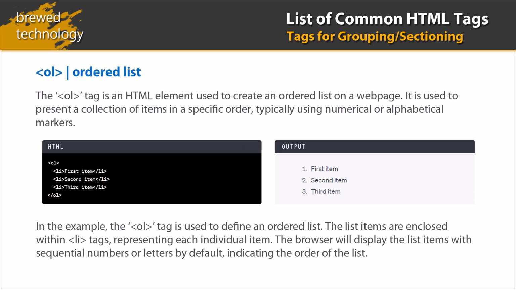The ol tag is an HTML element used to create an ordered list on a web page. It is used to present a collection of items in a specific order, typically using numerical or alphabetical markers. In our example, the ol tag is used to define an ordered list. The list items are enclosed within li, or list tags, representing each individual item. The browser will display the list items with sequential numbers or letters by default, indicating the order of the list.